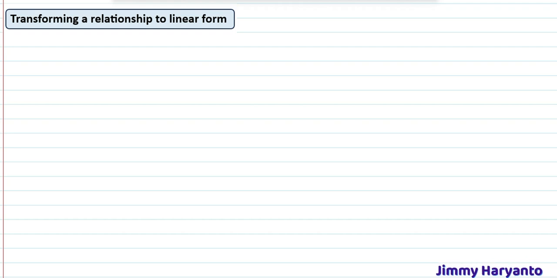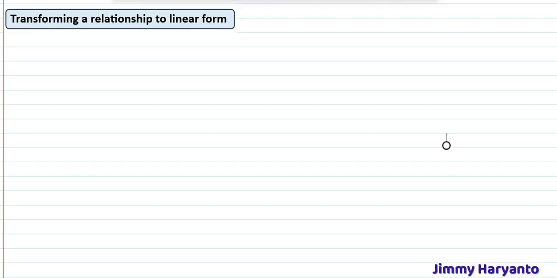Okay guys, we'll go to the next section of the chapters. This is the last section of the chapters also. So the next one will be transforming a relationship to linear form. Yeah, we already learned this in IGCSE. In IGCSE, this is called linear law.